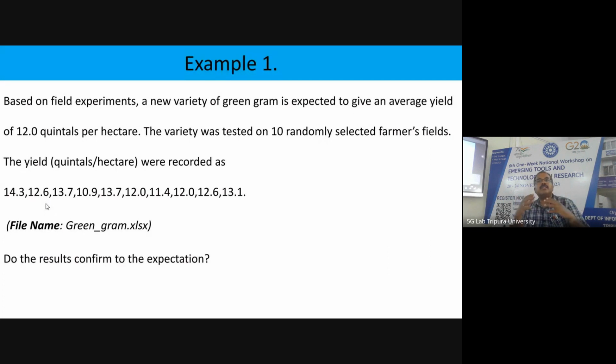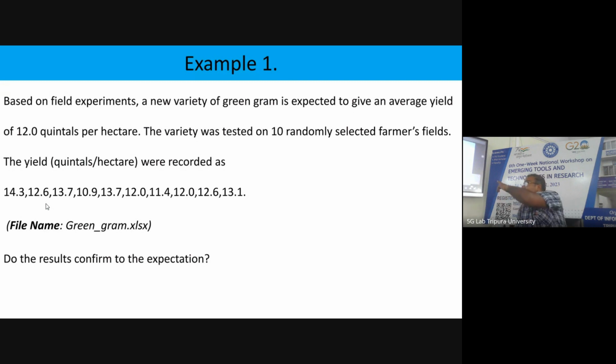So that was the proposition that has been put forward. Now the statistician or researcher wants to see whether that is happening or not. How can I see? I have randomly selected 10 different farmers and calculated how much green gram they have produced. So these are the values, the yield in quintals per hectare, recorded as 14.3, 12.6, 13.7, 10.9, 13.7, 12, 11.4, 12, 12.6, 13.5. These 10 values are there.